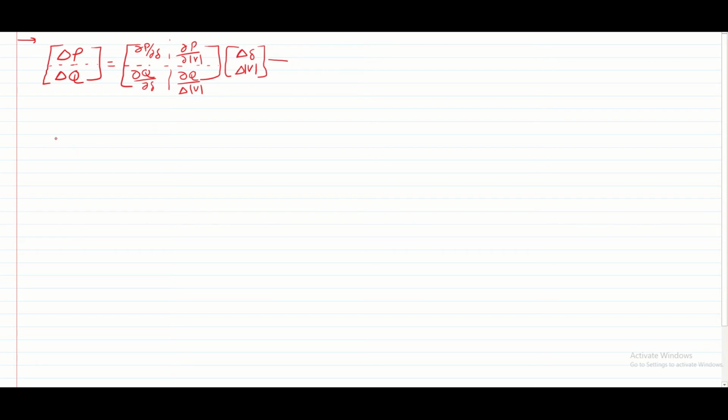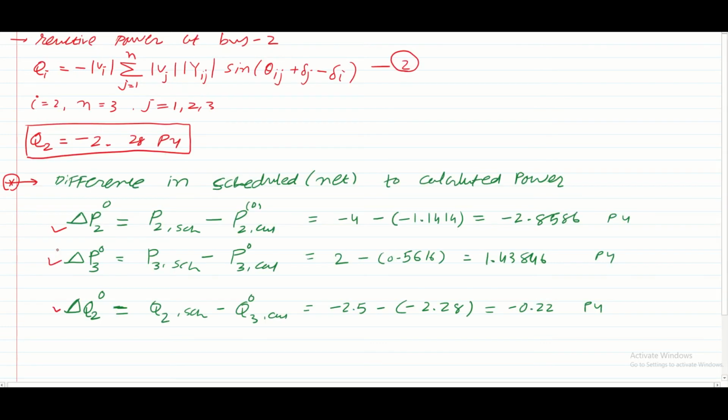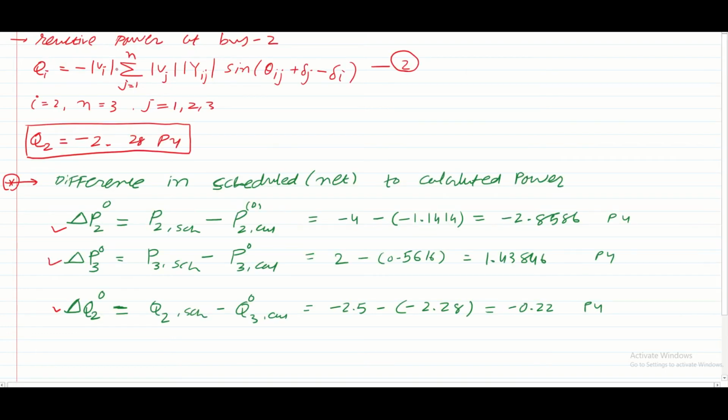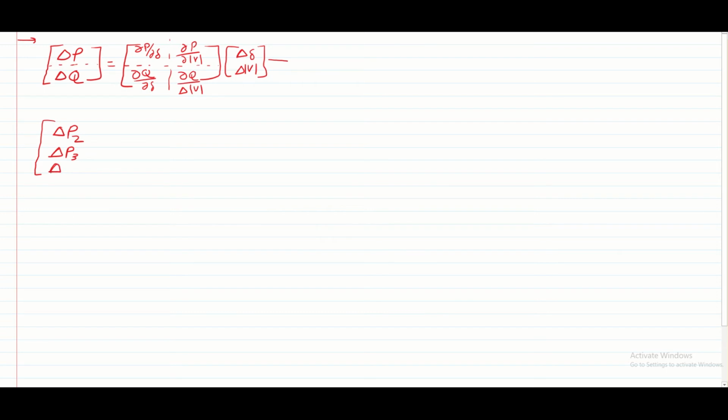So let us formulate. In our system it is given that there are 2 active powers, that means change in active power at bus number 2 and bus number 3. So here we have delta P2, delta P3, and the third element is delta Q2.